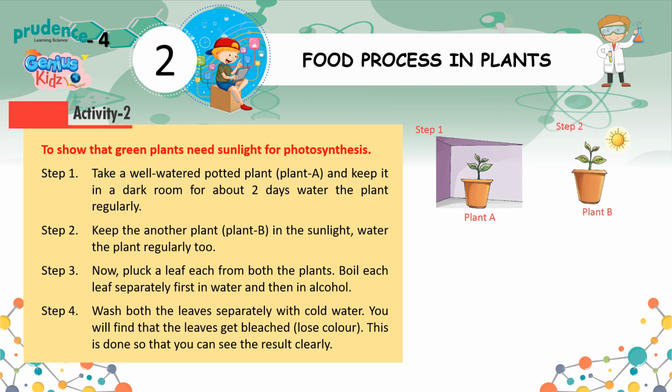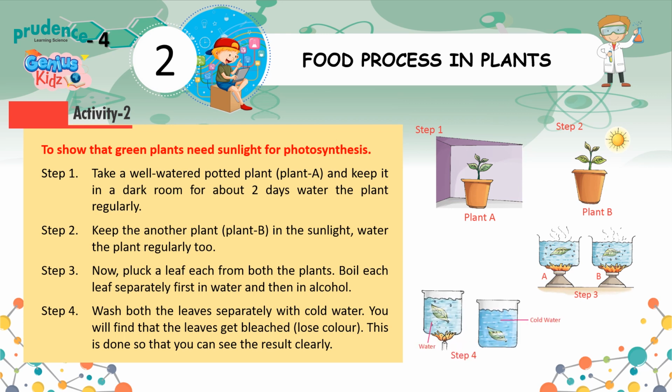Step 2. Keep the other plant, plant B, in the sunlight. Water the plant regularly too. Step 3. Now, pluck a leaf each from both the plants. Boil each leaf separately, first in water and then in alcohol.